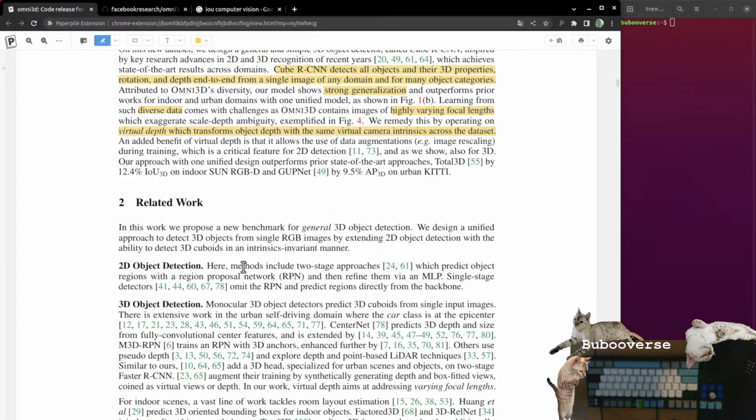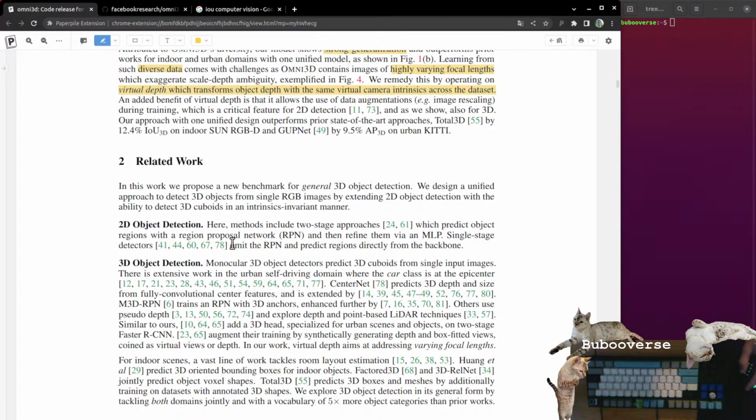Okay, in this work, we propose a new benchmark for general 3D object detection, unified approach, 2D object detection, right? You have the kind of two-stage approaches. This is kind of the OG. Mask R-CNN, for example, kind of old stuff where you have one network that gives you the bounding box, and then you can predict the class.